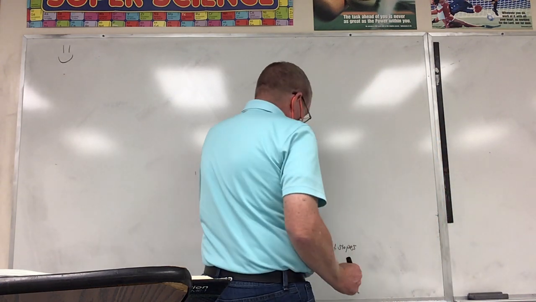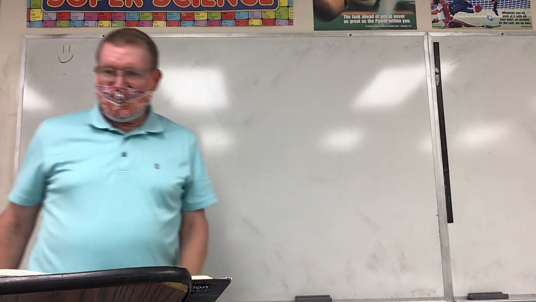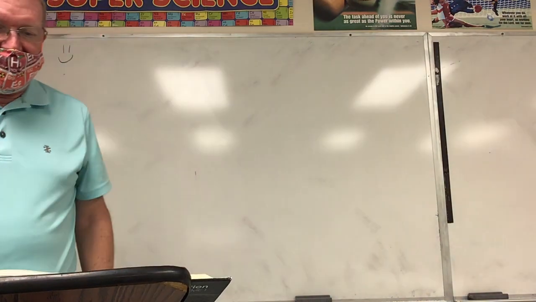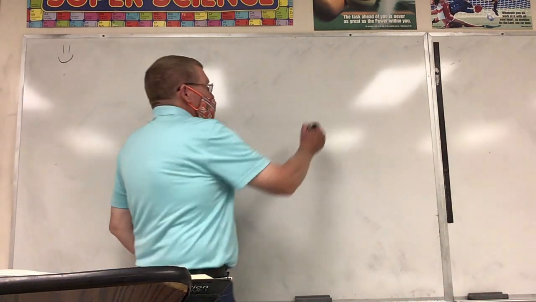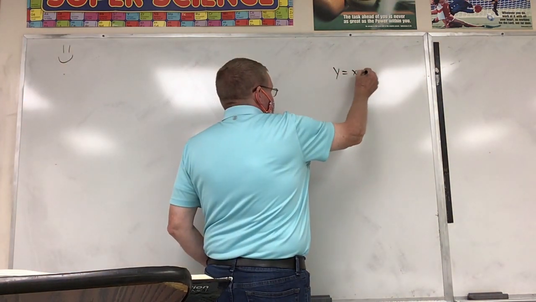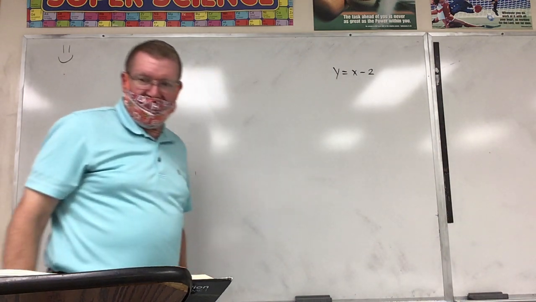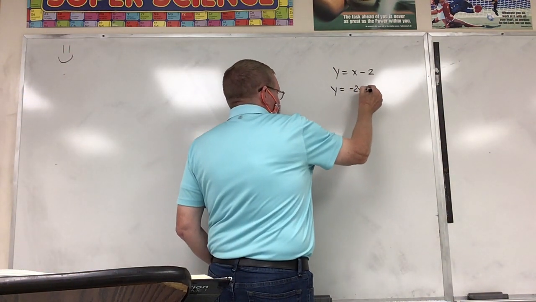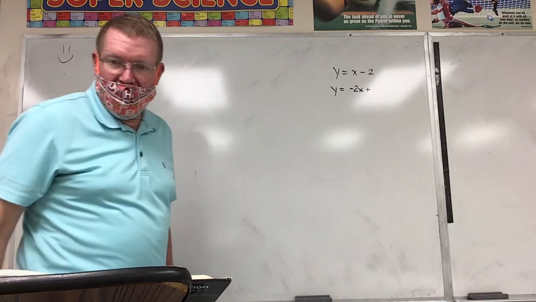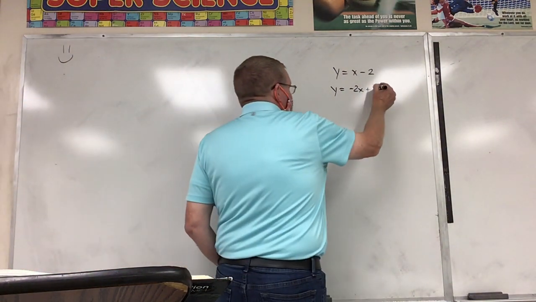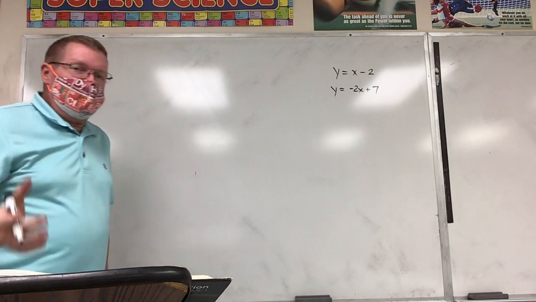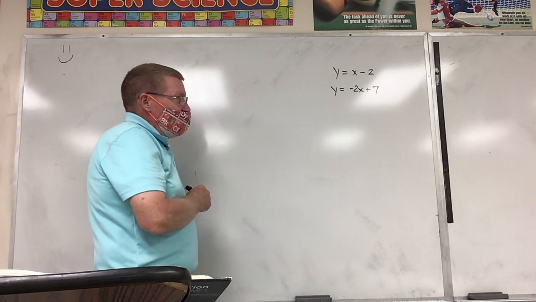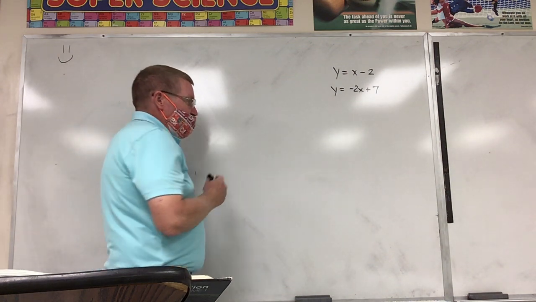Now solving a system of equations by graphing. I don't have you do this too much because it's not very accurate, especially seeing I don't let you use graph paper. I don't want you to use graph paper here. Just do it on your notebook paper. So again, to graph linear equations, we want them in slope-intercept form. y equals x minus 2. y equals negative 2x plus 7.